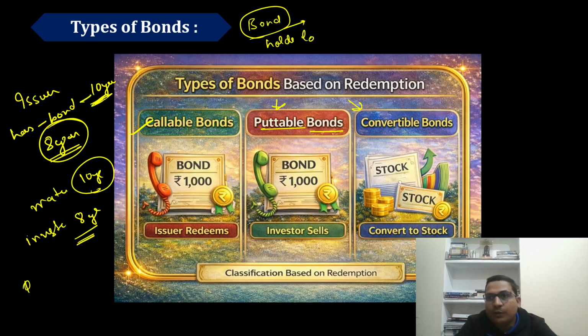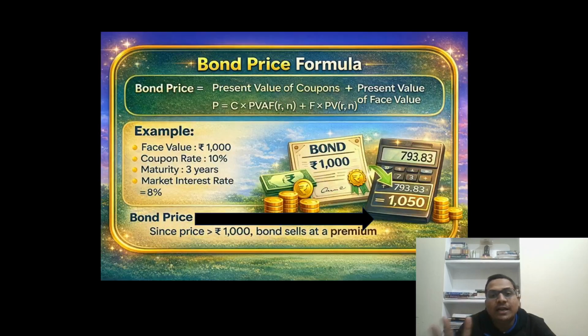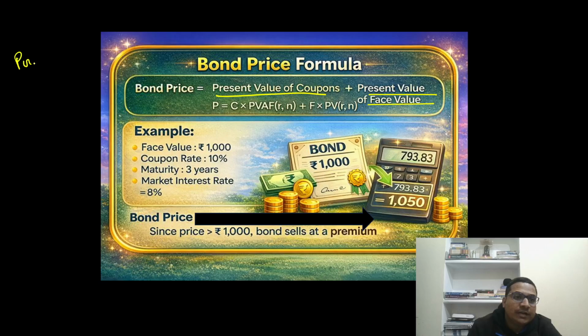So depending on the price at which you are buying relative to the face value, we define different conditions. We'll see that. But before that, let's see how the price of the bond is calculated. The bond price is nothing but the present value of the coupon plus the present value of the face value. Now, what is present value? That is one of the important concepts that you have to learn. More detail will come in the time value of money, but I'll just give a brief introduction.